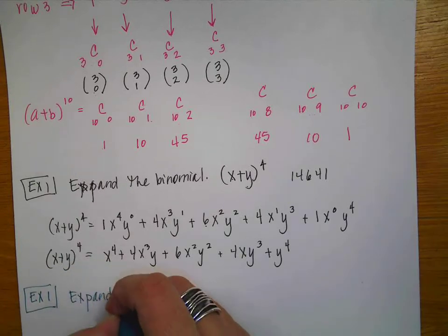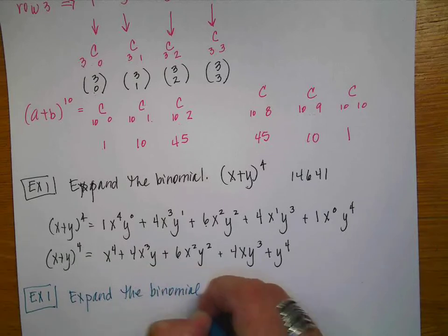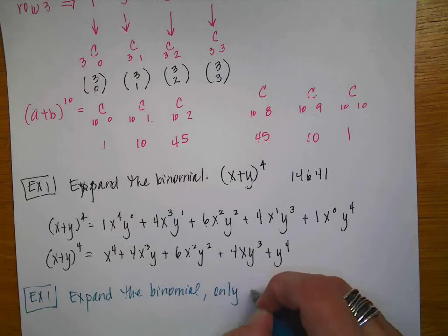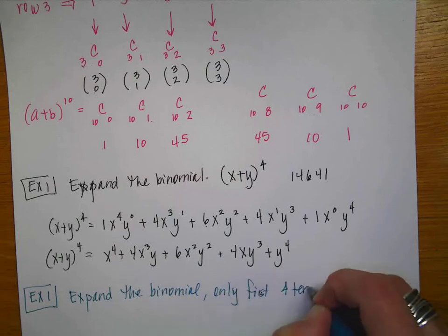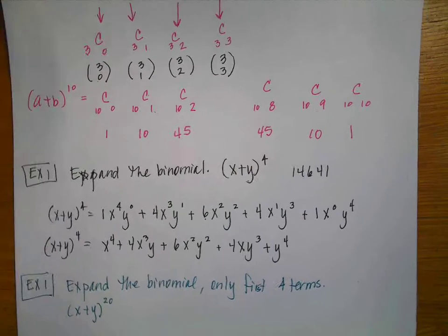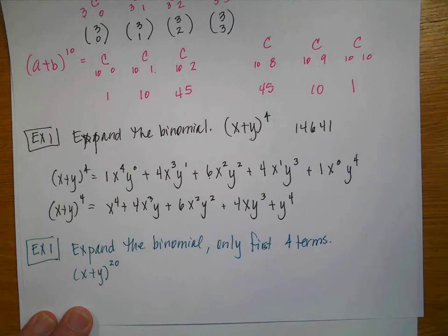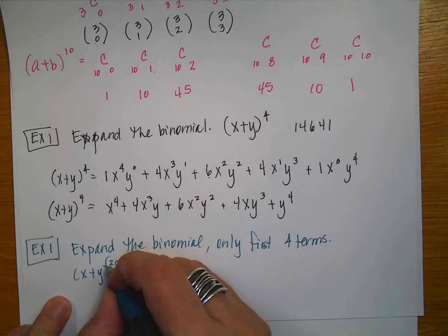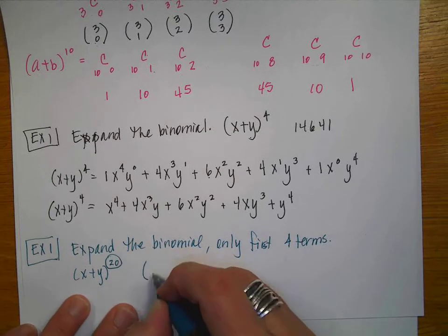And we're still going to be using Pascal's triangle, technically. So expand the binomial, and only the first 4 terms. Okay, so this time I want to do x plus y to the 20th. Okay, oh man, but I only want to do the first 4 terms. So the first thing that I'm going to do is I'm going to show you what my coefficients would be. Notice that I'm raising it to the 20th power.